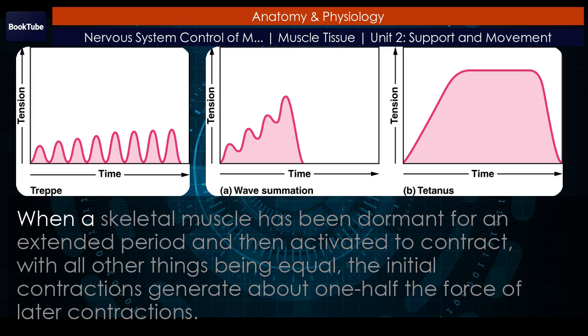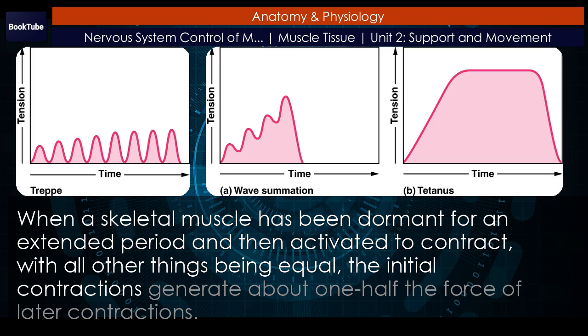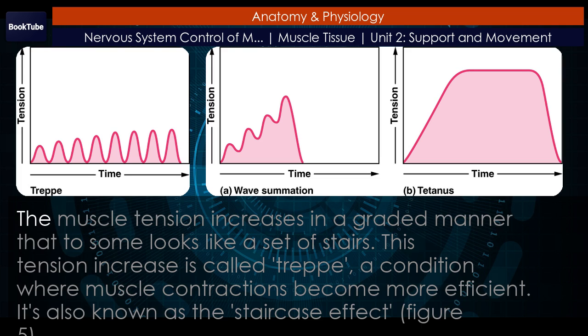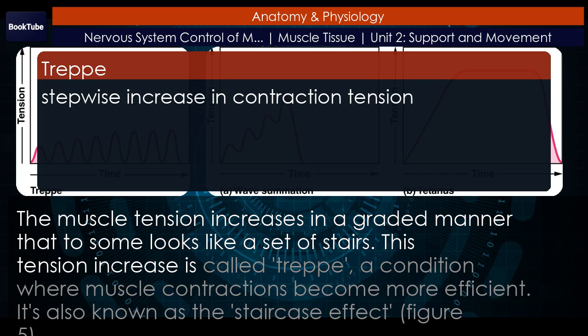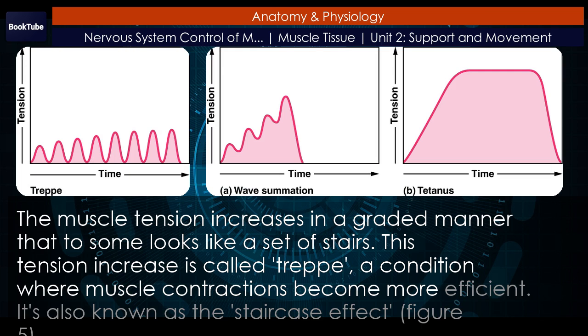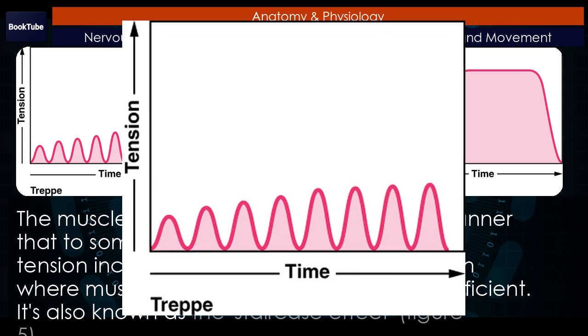Treppe. When a skeletal muscle has been dormant for an extended period and then activated to contract, with all other things being equal, the initial contractions generate about 1/2 the force of later contractions. The muscle tension increases in a graded manner that to some looks like a set of stairs. This tension increase is called Treppe, a condition where muscle contractions become more efficient. It's also known as the staircase effect.